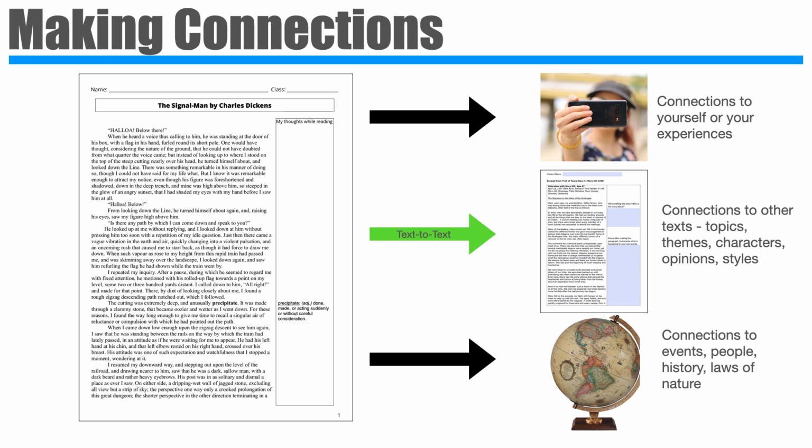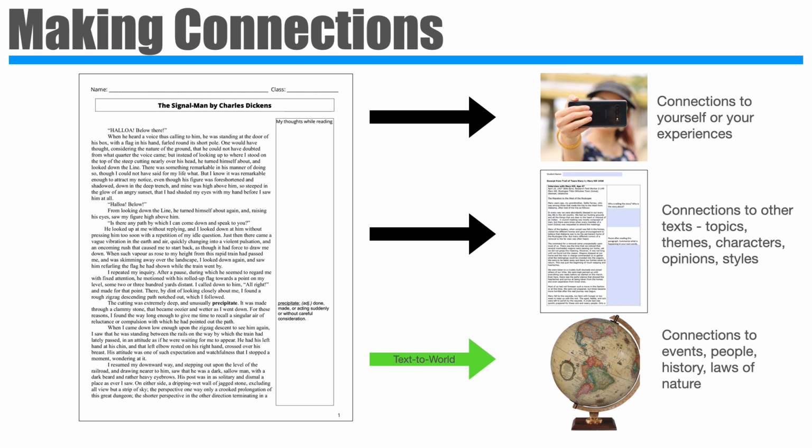We also seek to make text-to-text connections. That means we find connections between two texts. They can be the same style of text or texts of different genres. But you can deepen your understanding of both texts by looking for connections between topics, themes, messages presented, character development, the author's opinions, or even styles of writing.